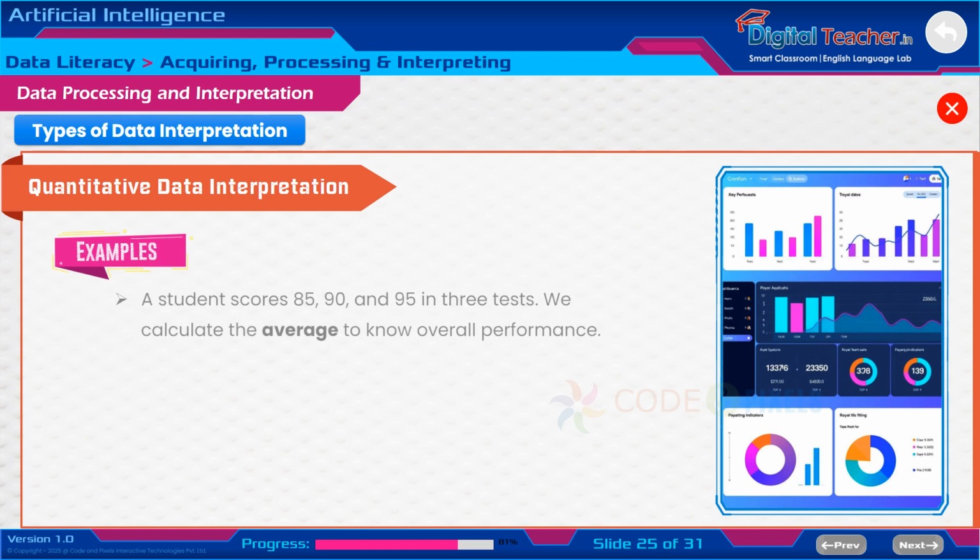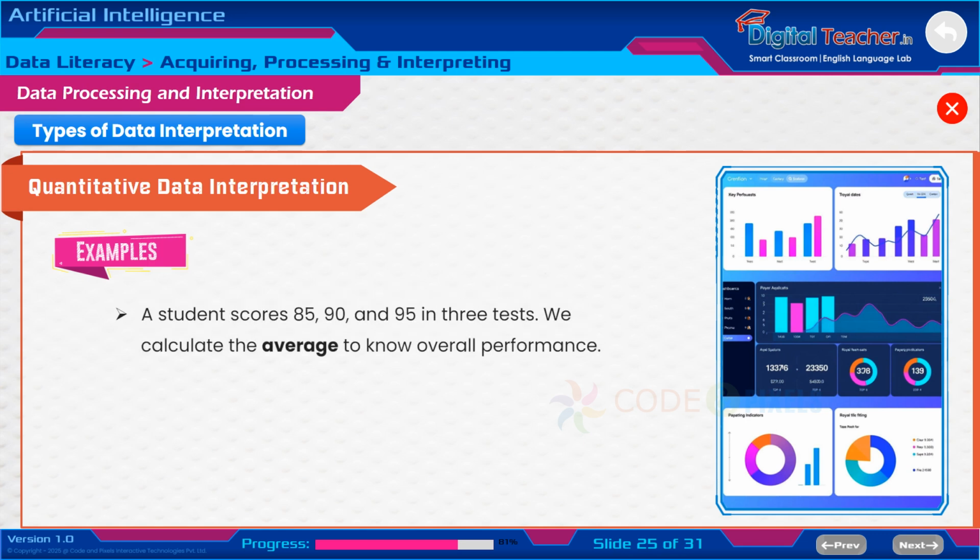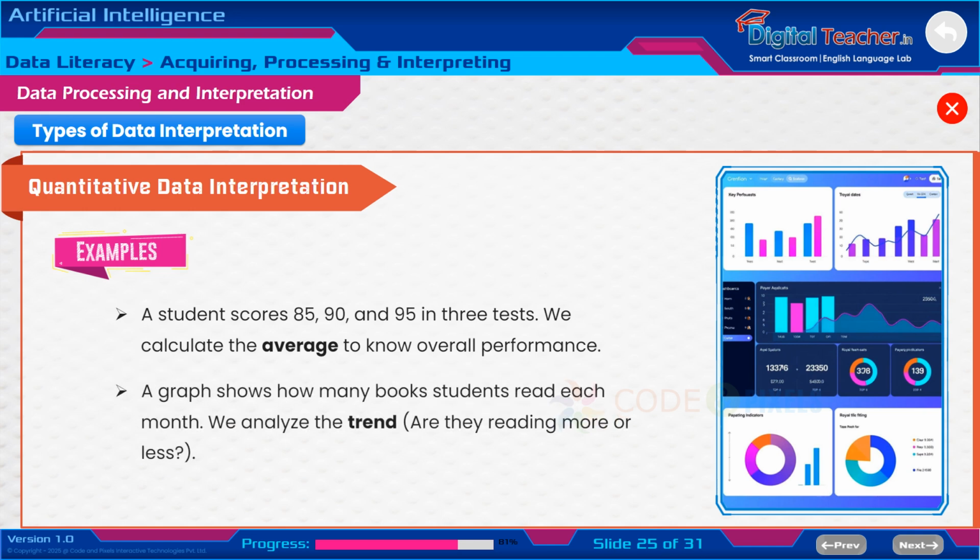Examples: a student scores 85, 90, and 95 in 3 tests. We calculate the average to know overall performance. A graph shows how many books students read each month. We analyze the trend.